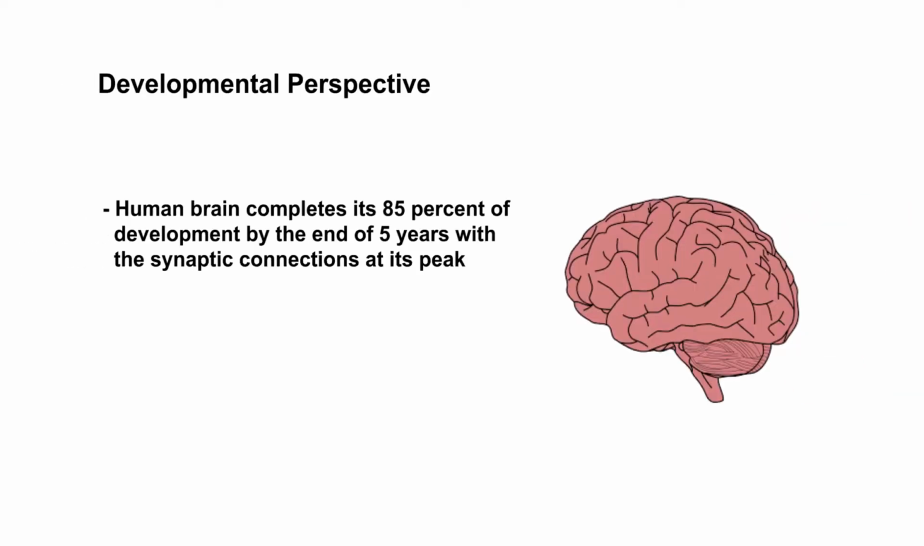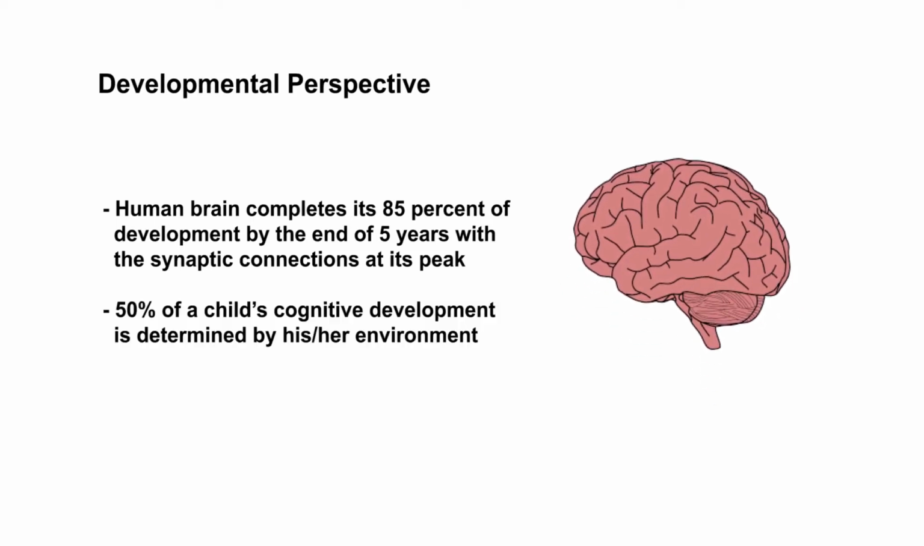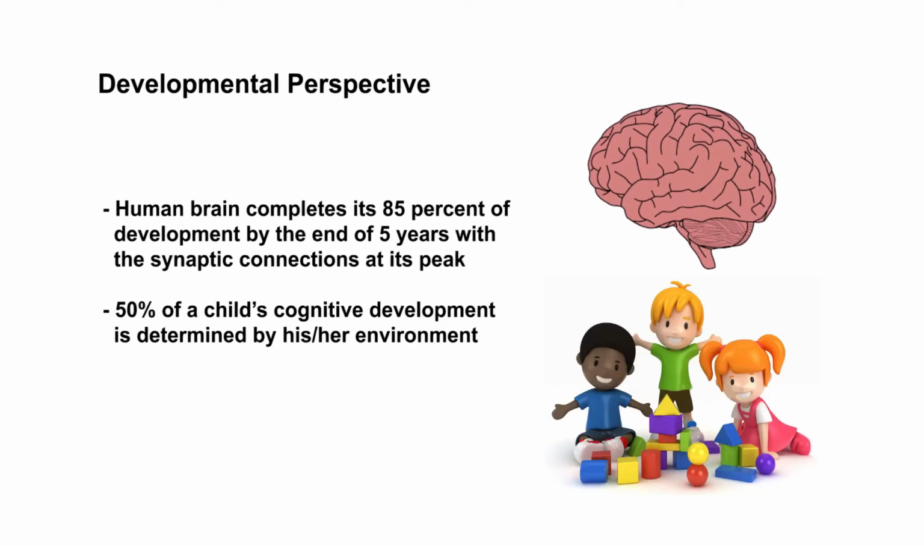The first fact is that the human brain completes 85% of its development by the end of 5 years, with the synaptic connections at their peak. The second fact is that 50% of a child's cognitive development is determined by his or her environment.